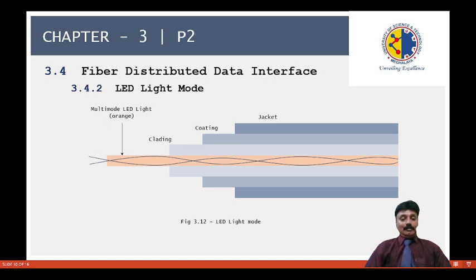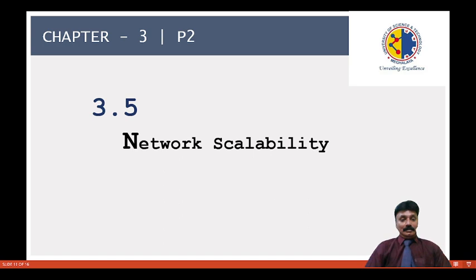So the LED light mode is the multi LED light or orange light. Then the same way, the beams will be sent like this. It will travel in such a fashion by using different protocols. The same cladding and coating will be there in this pattern. So finally, the last topic in this presentation is network scalability, that is, how the number of nodes can be handled in networking.